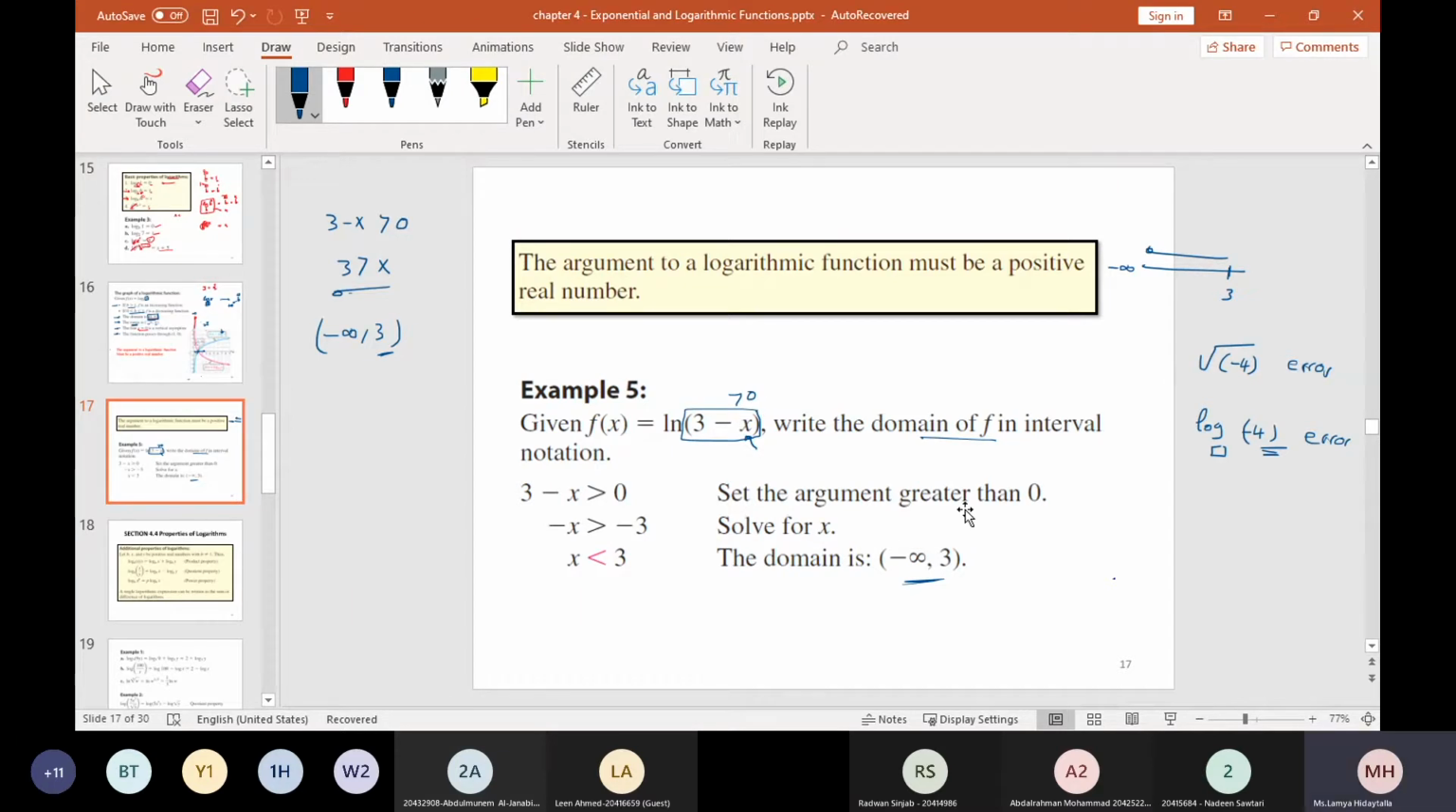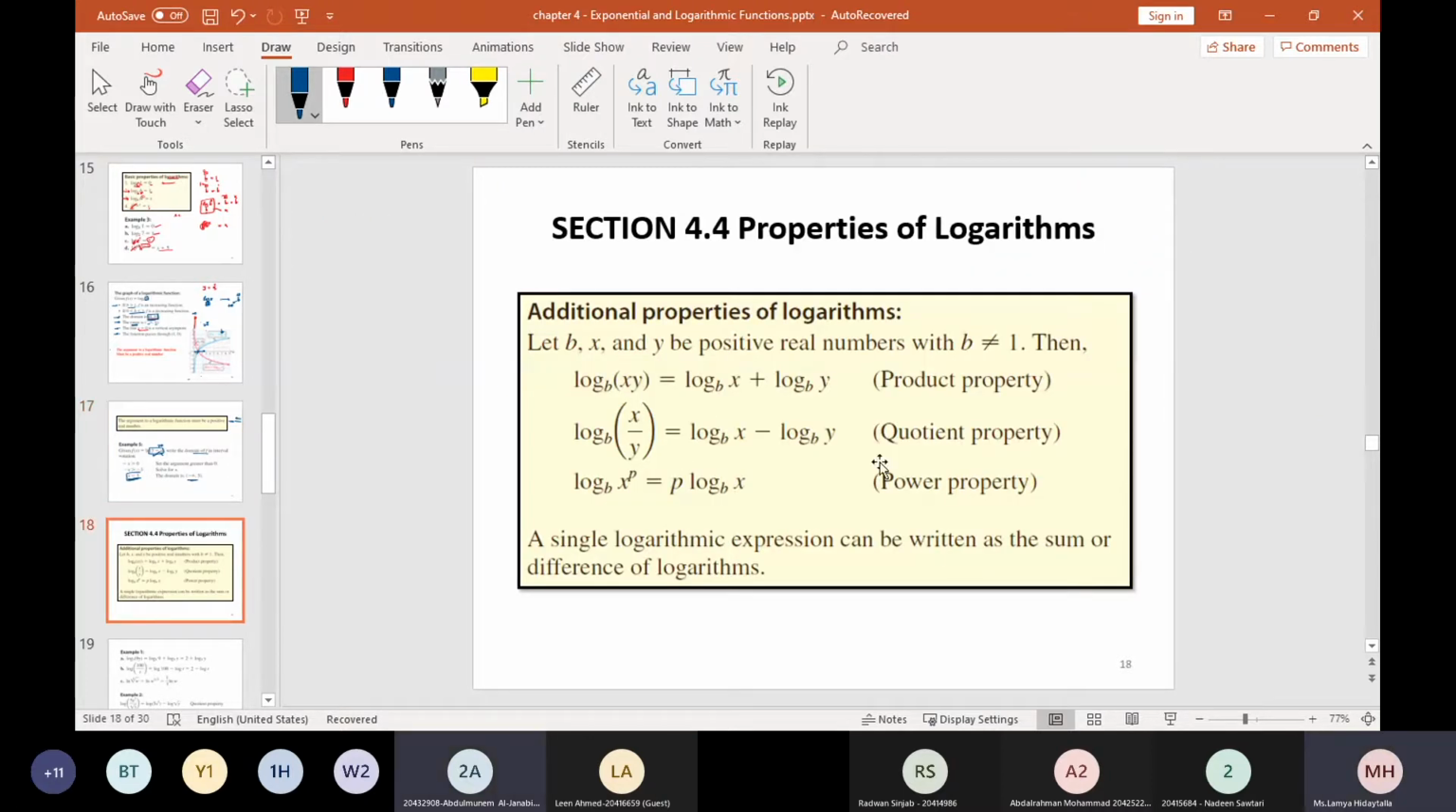Okay? So 3 minus x greater than 0, and we reach that the values that make this function defined are the values x less than 3. So what is x less than 3? This is from minus infinity and up to 3. Yeah. Okay. طيب now some properties بتاعت اللوغاريتم.